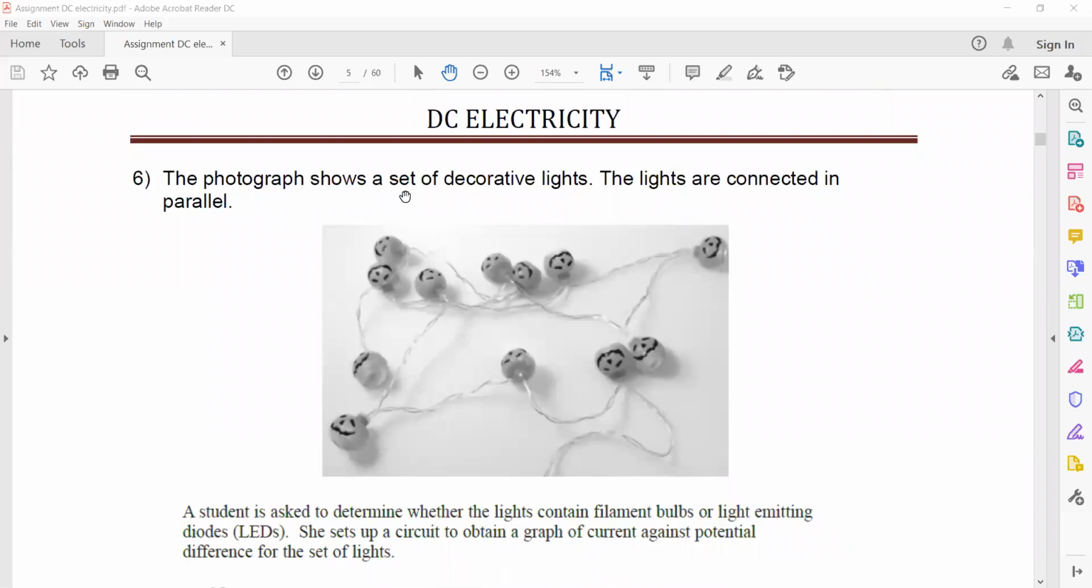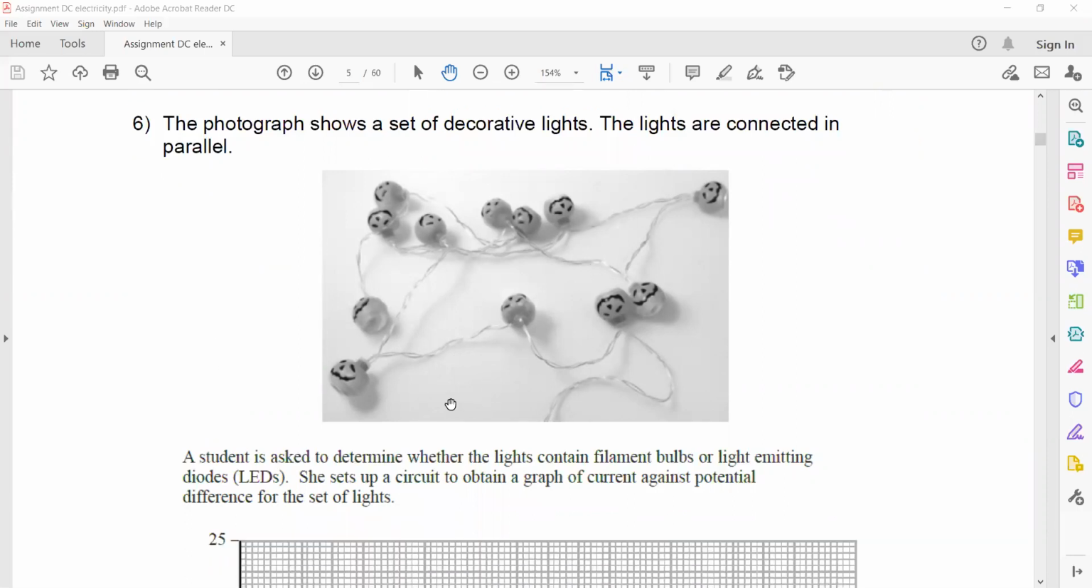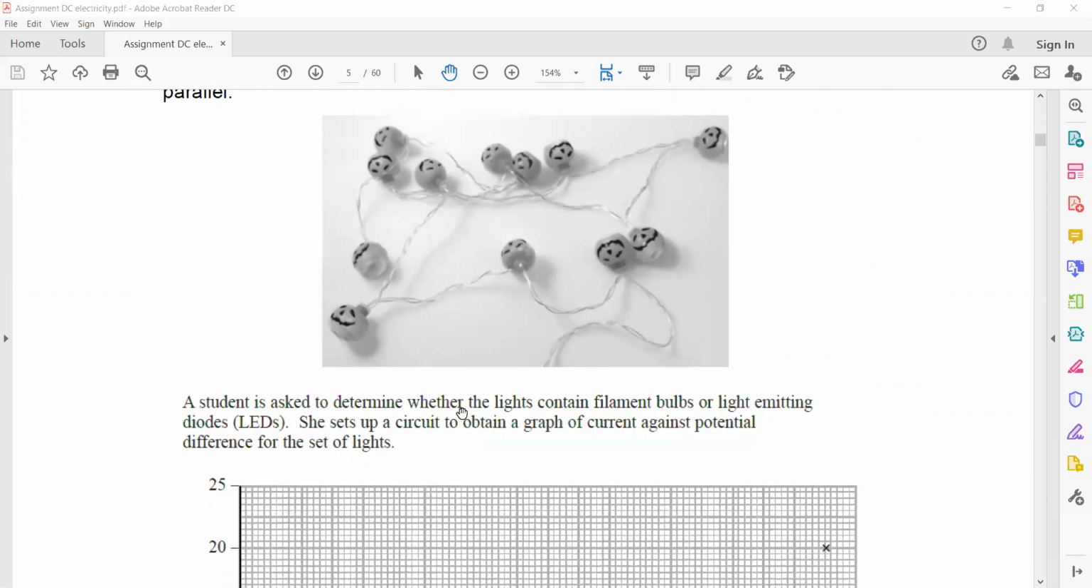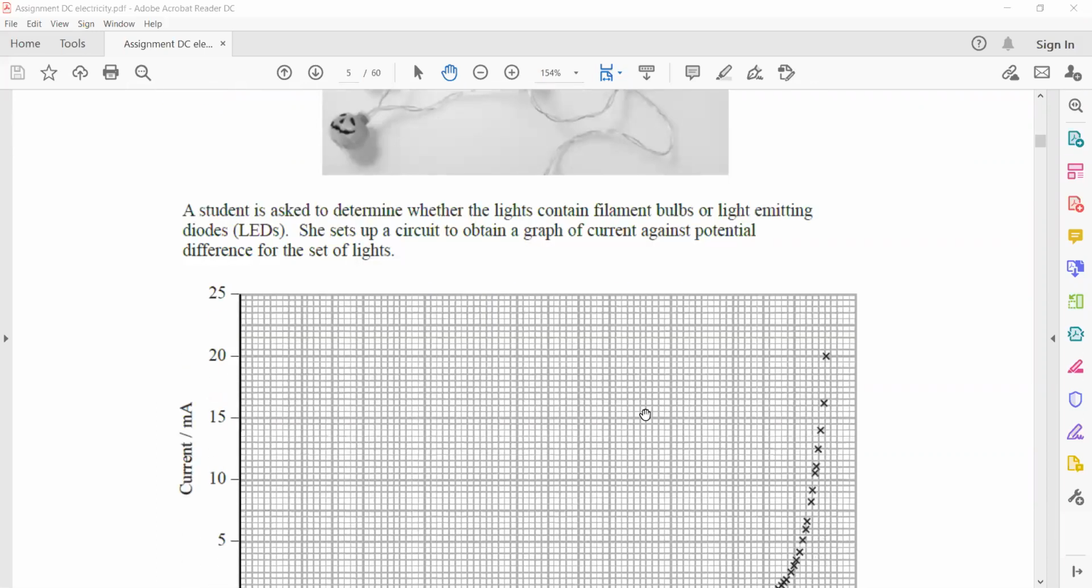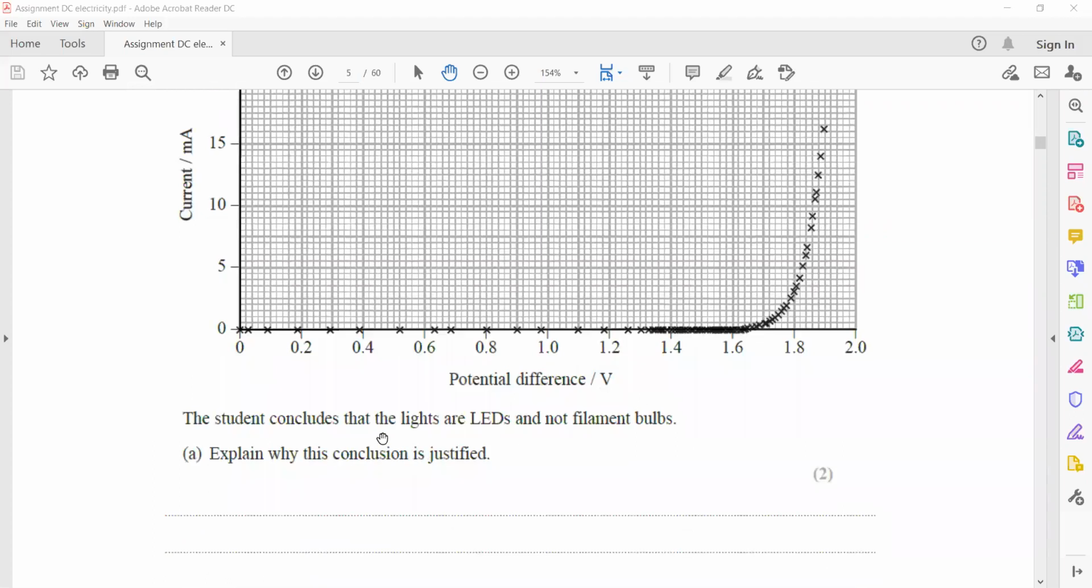The photograph shows a set of decorative lights. The lights are connected in parallel. A student is asked to determine whether the lights contain a filament bulb or a light emitting diode, or LED. So she set up a circuit to obtain a graph of current and voltage. A student concludes that the light is an LED, not a filament bulb.